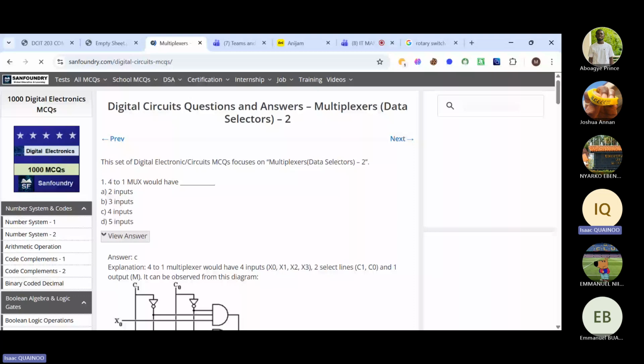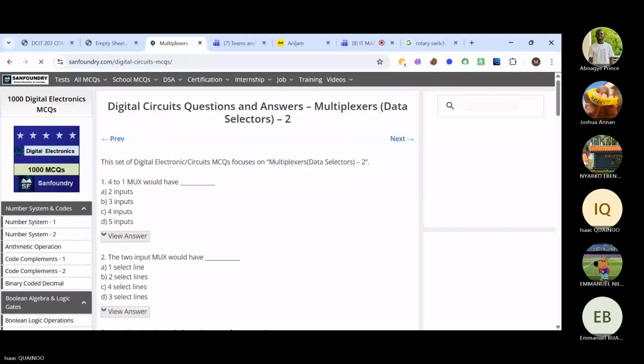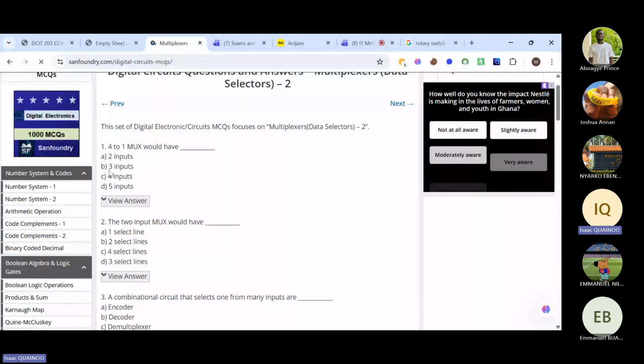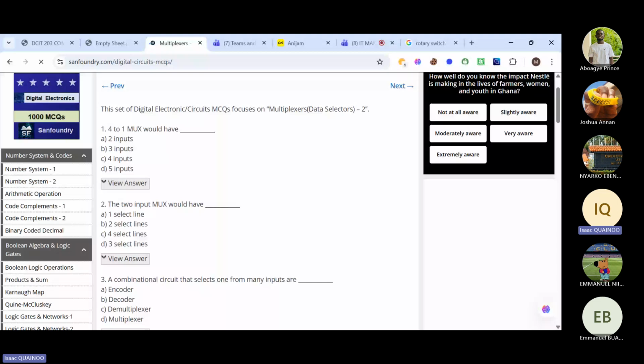All right, so we have our part 2, right? And our multiplexers. So question 1, a 4-to-1 multiplexer will have A, 2 inputs, B, 3 inputs, C, 4 inputs, and D, 5 inputs.